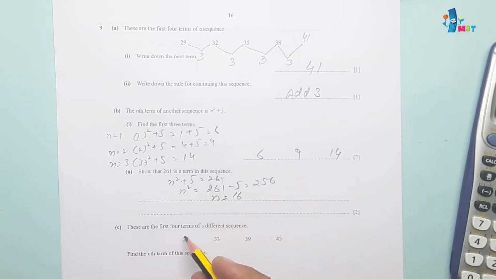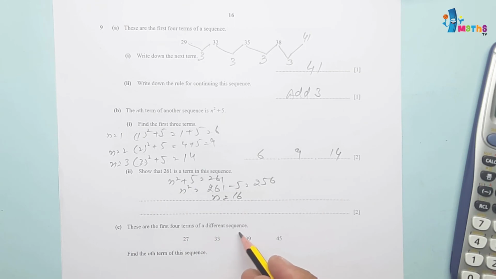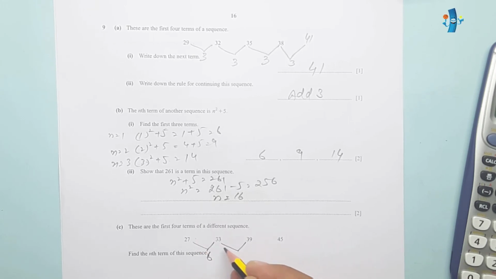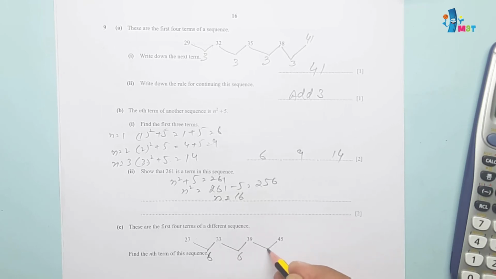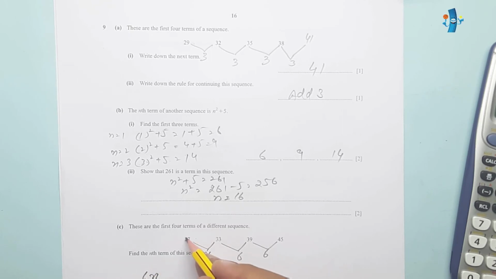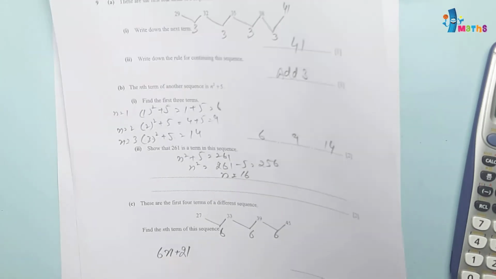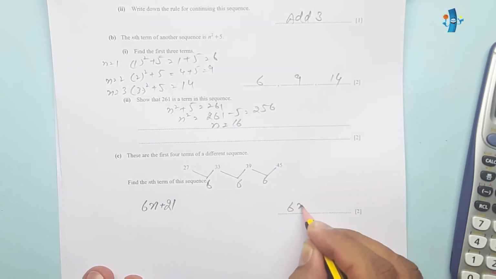These are the first 4 terms of a different sequence. Find the nth term. So we'll check the difference. 33 minus 27 will be 6, and similarly 39 minus 33 will be 6, and 45 minus 39 is 6. So the first order difference is the same. So we'll write 6 times n, and if we replace n with 1, the answer will be 6, but we need 27. So we'll add the difference, which is 21. So this will be our answer to the sequence. I'll move the page over here. So the answer will be 6n plus 21.